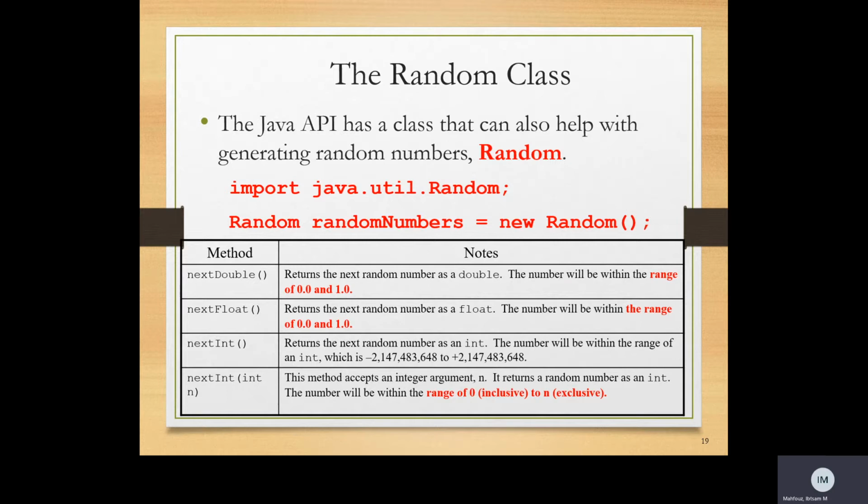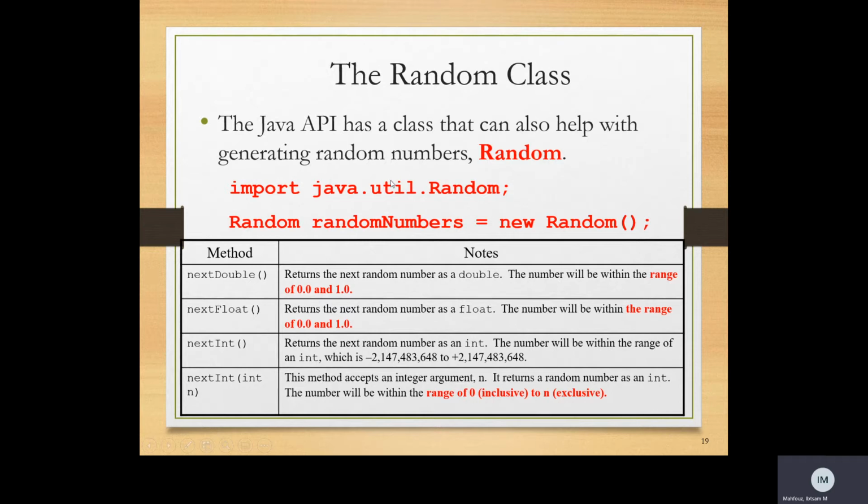Okay. Now, that's one way you can do it using math.random. That's not how I prefer to do it, but I wanted to show it to you because some people do use it. Instead, I like using the random class. There's a class called random, just like there's a class called file and scanner and file writer and print writer and string. It is part of util, just like scanner is.